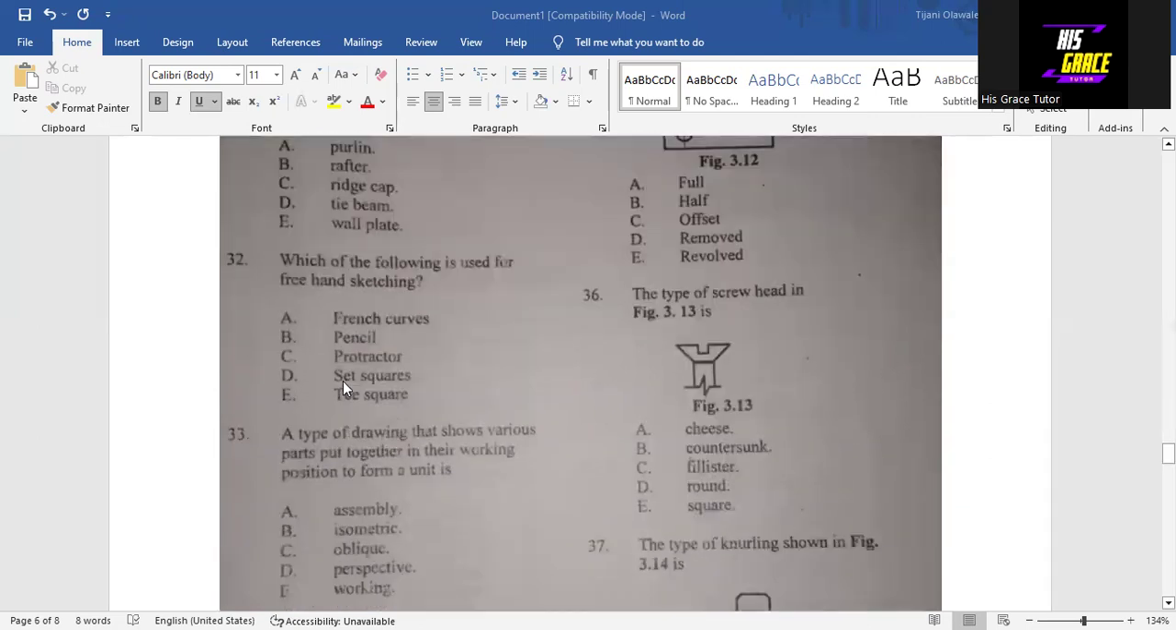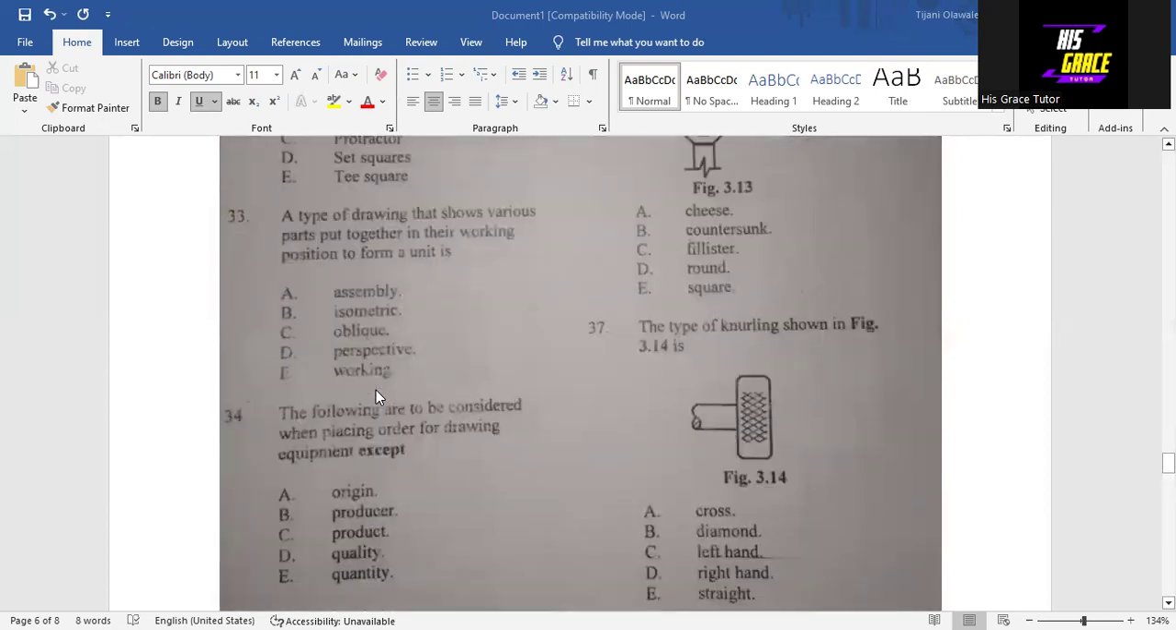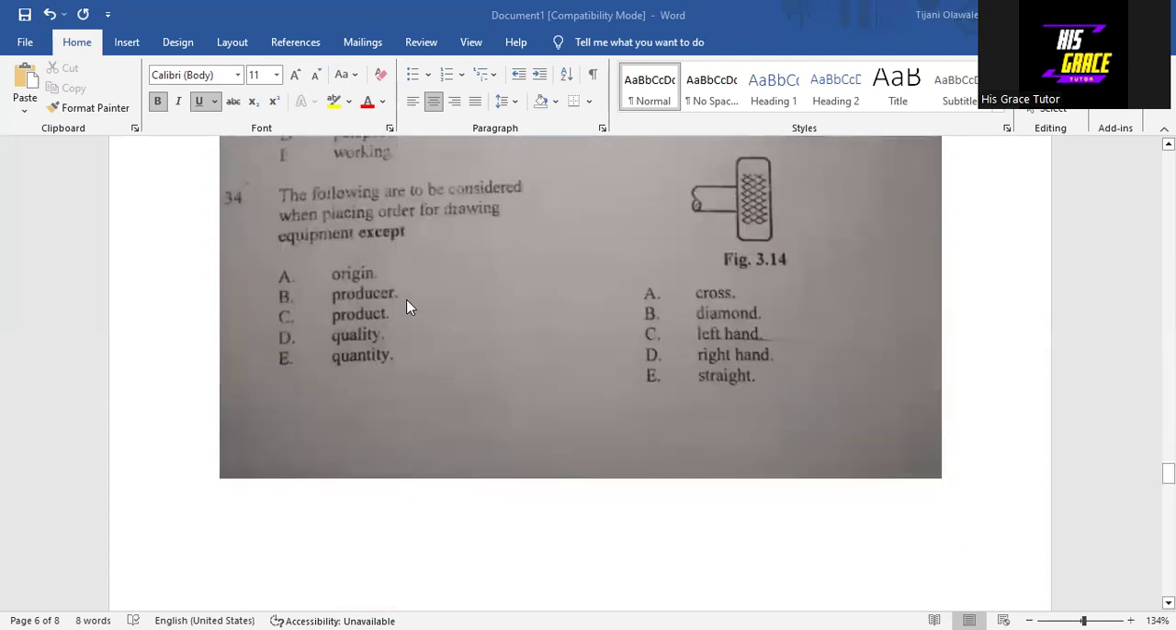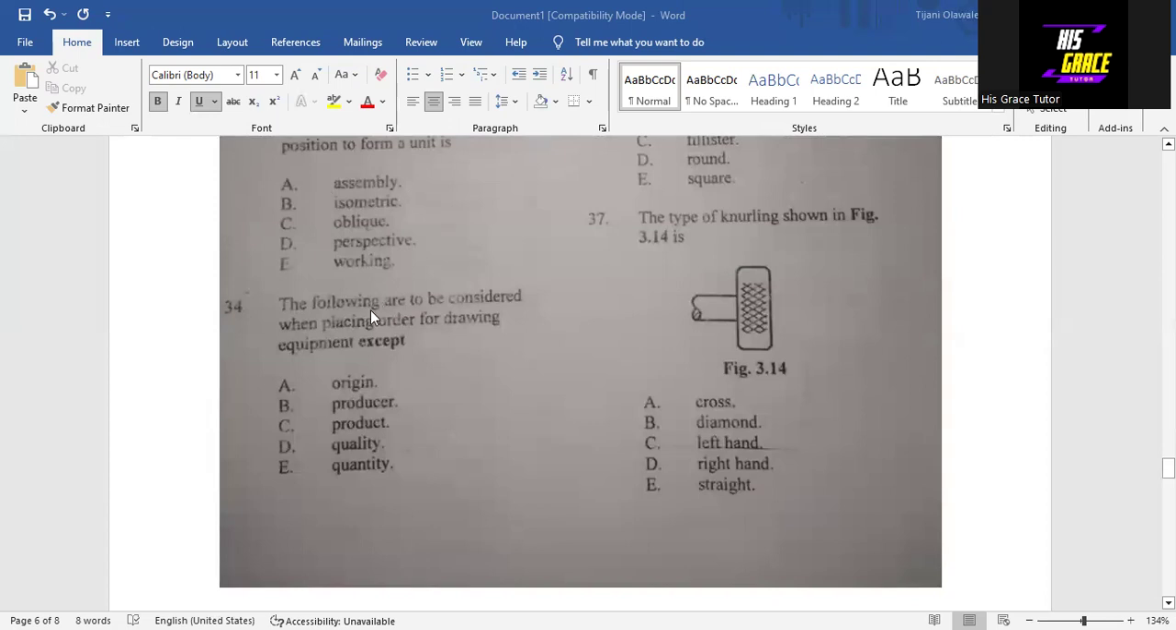Then question 32. Which of the following is used for freehand sketching? So we use pencil for freehand sketching. All other options are drawing instruments which are not used in freehand sketching. Then question 33 says that a type of drawing that shows various parts you put together in their working position to form a unit is an assembling drawing. So that's option A is the answer to that question.